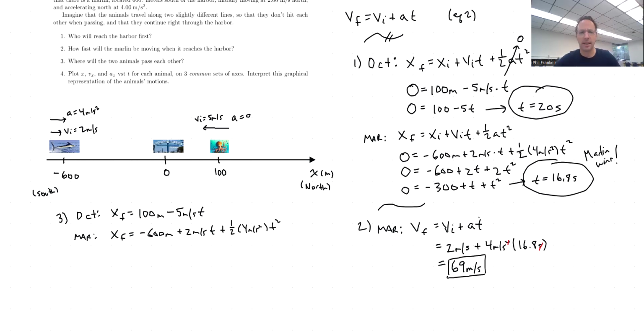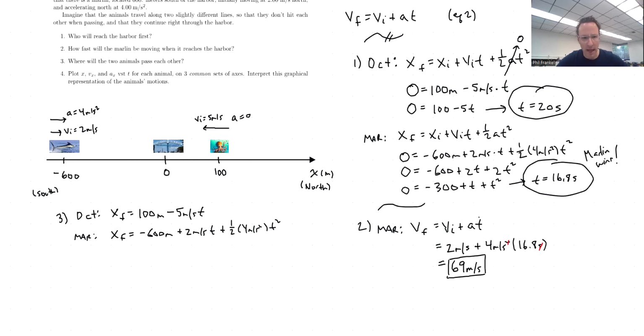Now here's the key. If we set these final x coordinates equal to each other, that's equivalent to setting the right sides of these equations equal to each other as well. We can first find the time at which the two animals are at the same location. Then we can plug that time back into either version of equation 1, either for the octopus or for the marlin, to figure out the position where the animals are located. So let's do that.